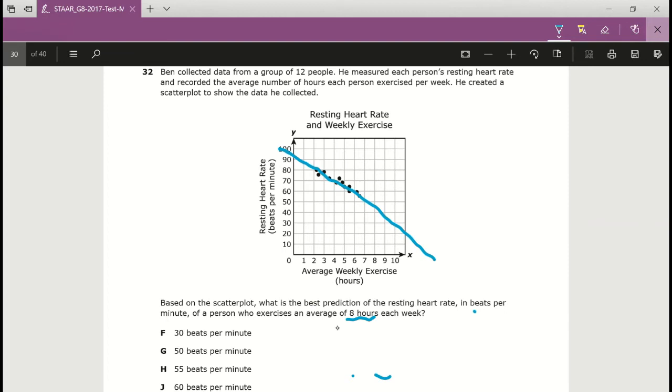So we go up from 8, and we go over. That's not a very good line. And we see, based on the way I drew my trend line, we're at about 45, but we look for the closest one, and that's 50. So again, for these problems, if they ask us to predict a number based on another number, draw a trend line, and then go up from that number on the x-axis.